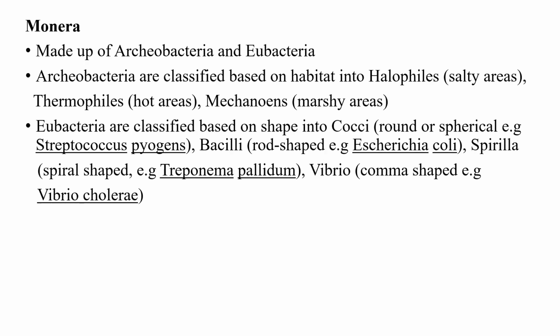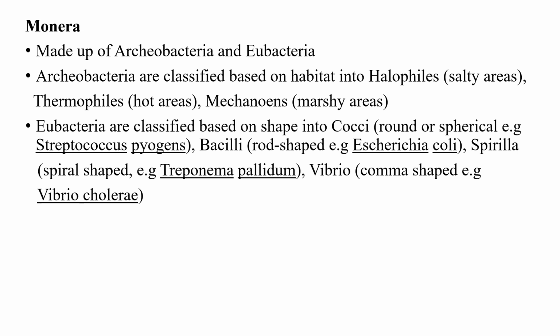Now, looking at kingdom, we have 5 different kingdoms. The first one is kingdom Monera. When we talk about kingdom Monera, it's divided into 2. It's made up of archaeobacteria and eubacteria. Archaeobacteria are those bacteria that are found in special habitats. That is, they are classified based on habitat, and these ones are divided into 3.